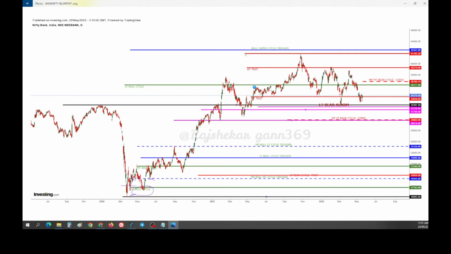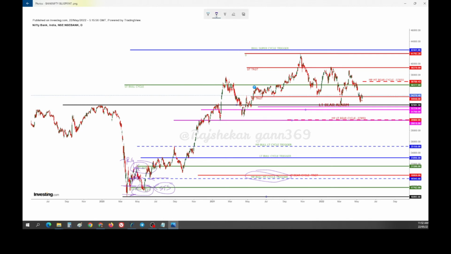And once this was broken, we went for the medium term bull target. So this was your target. So this was your first target, then this was your second target, and this will be your medium term bullish cycle trigger. So only after this will come. And after we achieved the medium term bull cycle target, there was a correction and this midpoint support failed, and we came back to this short term bull cycle which offered a strong support.